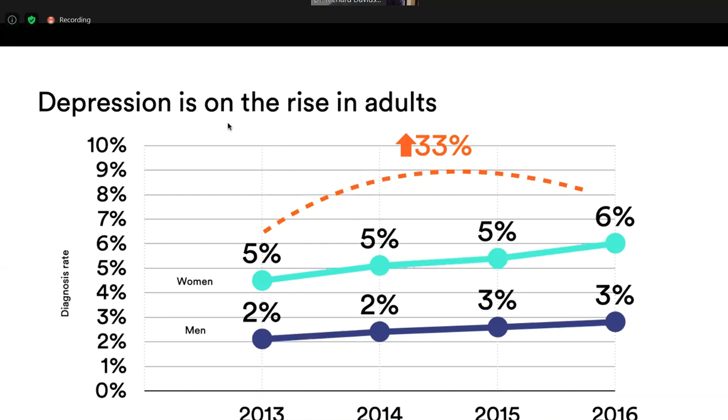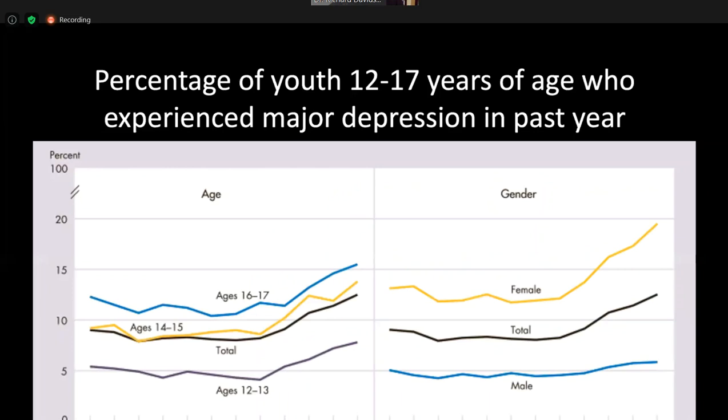Now in the US today, depression is on the rise. Over the last 6 years, we see a very, very large increase. These are in diagnoses of major depression, and you can see it's much more prominent in women compared to men. There's been more than a 33% increase over the last 6 or 7 years in major depression in the U.S. This is true among our youth also. Rates of depression are skyrocketing in every age group from 12 to 17 over the last 10 years. And the gender difference is also getting stronger.